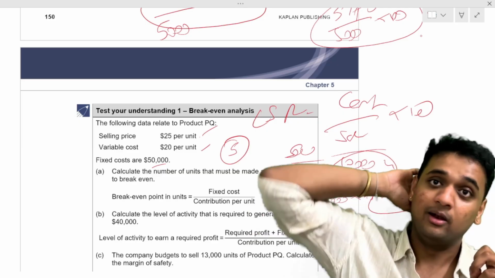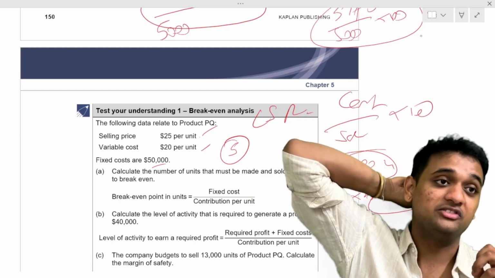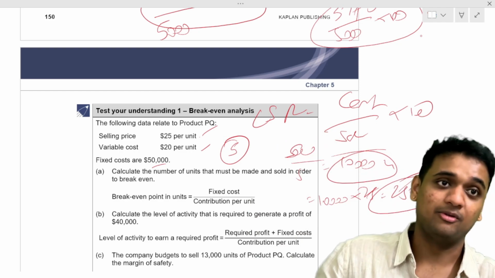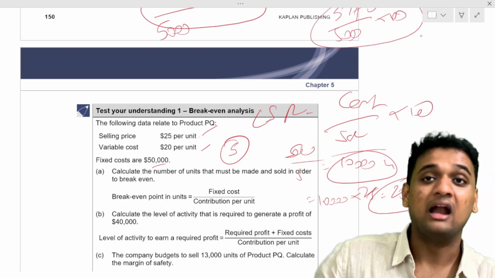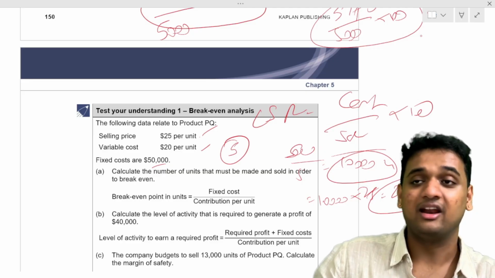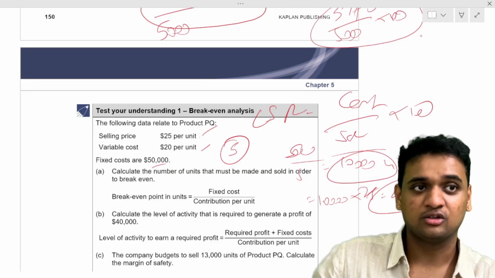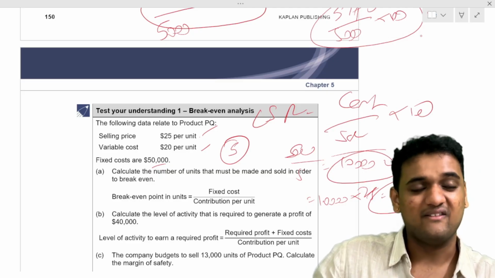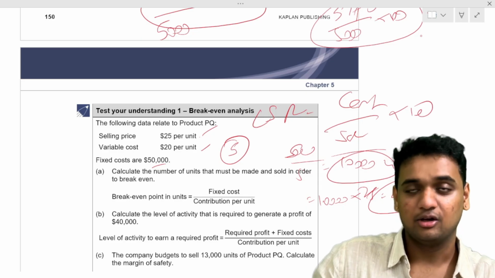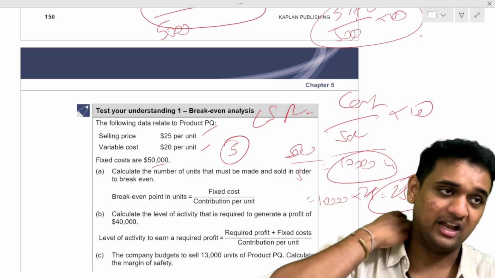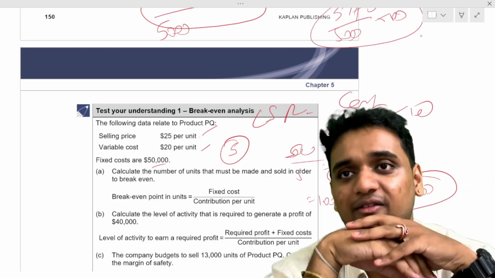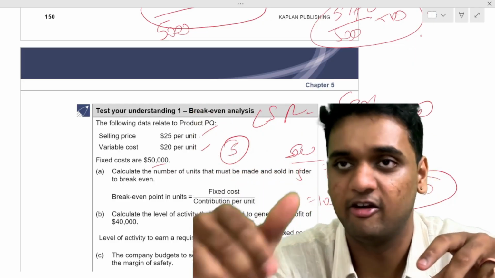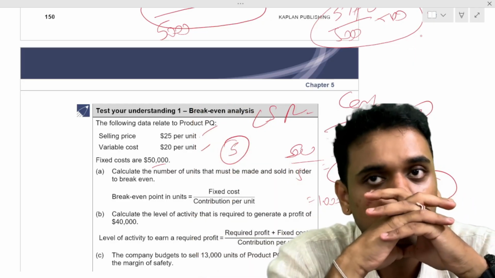In our small first example, what was the fixed cost? We saw 100 rupees of fixed cost. What is the selling price per unit? 20. Variable cost was 10. Contribution per unit was 10. How much do you have to sell in order to break even? 100 divided by 10, that is 20 minus 10, so 10 units you have to sell.